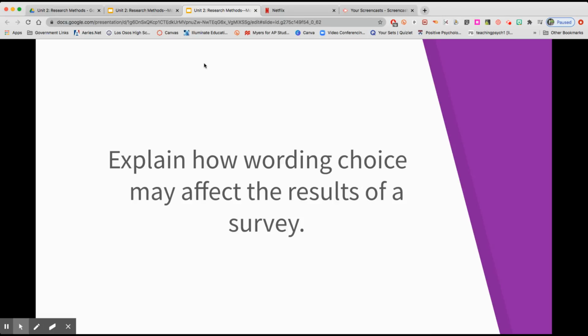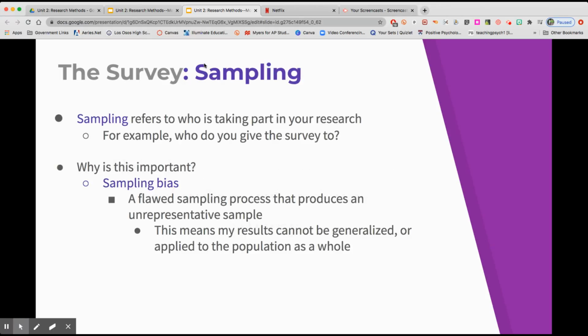Okay, so again, this idea that how I phrase the question may alter how someone responds. There we go. The other thing I need to take into account with surveys is sampling. And that means who is taking part in my research? Who am I giving the survey to? This is important because of something called sampling bias.